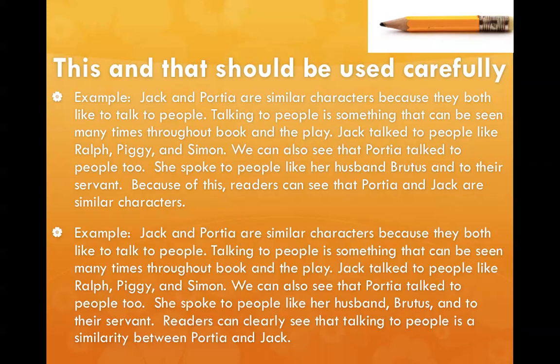So here we can see, I'm not going to read you that whole paragraph again, but let's look at the last sentence. Readers can clearly see that talking to people is a similarity between Portia and Jack. So I eliminated the "this," and now my concluding sentence reminds readers exactly what the "this" in the first paragraph was talking about.